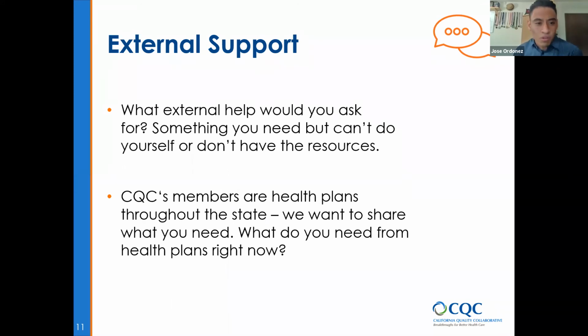So for this first question, I want to start with what external help will you ask for? Something that you can't do yourself, or you don't have the resources for. So please, I would like to invite all of you to chat here in the chat, and then also please feel free to mute yourself and ask for your need.